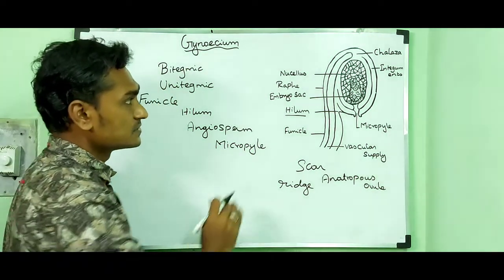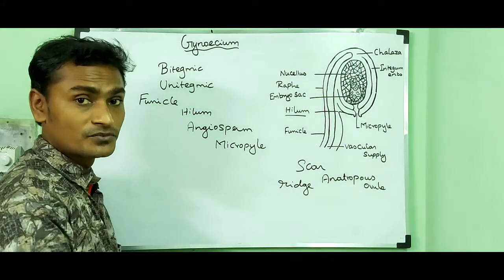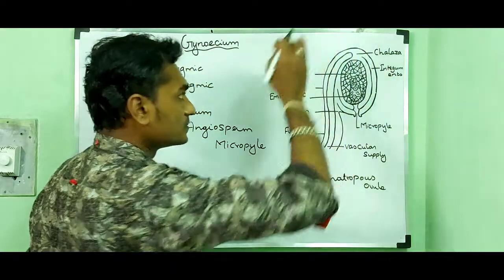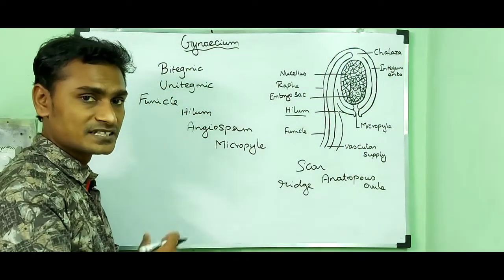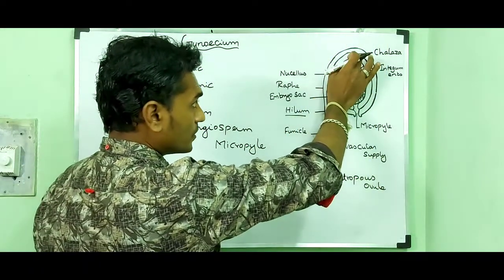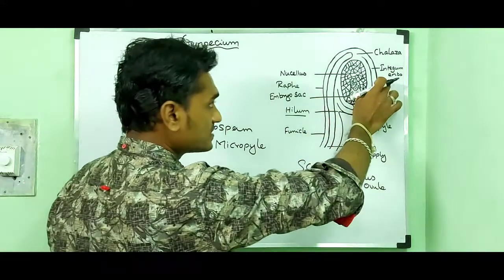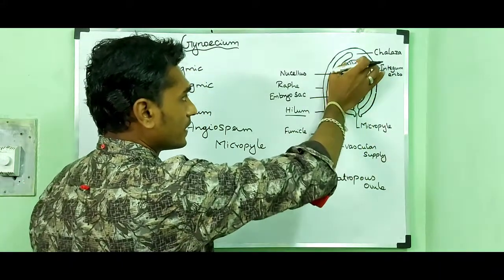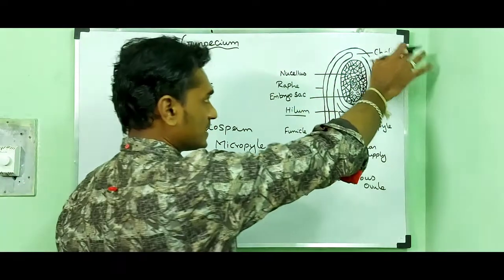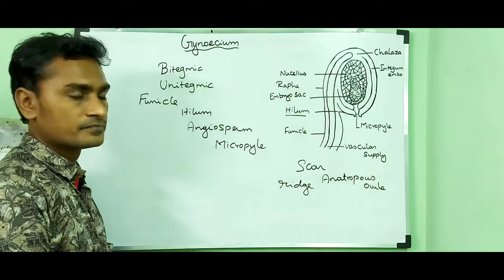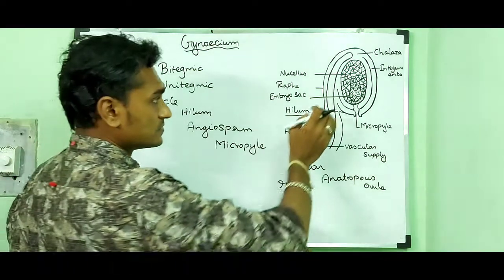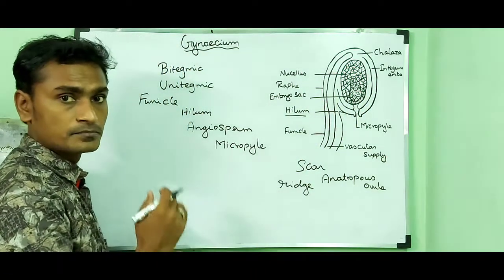Then the base of the body of the ovule, where the funicle, integuments and nucellus meet or merge, is called the chalaza.